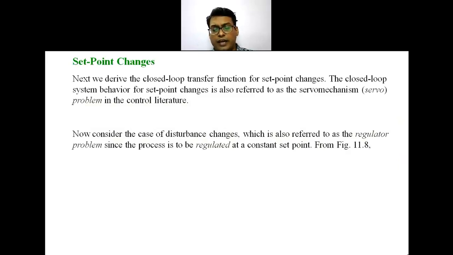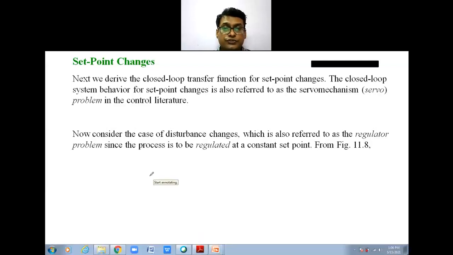Now the second category is your regulator control problem. So in the regulator problem, the control variable is changing with respect to the load variable. The set point is fixed in this case. Now consider the case of disturbance change. Disturbance is your load variable, which is also referred to as a regulator problem. So in case of a regulator problem, it is dR upon dt, which is equal to 0.